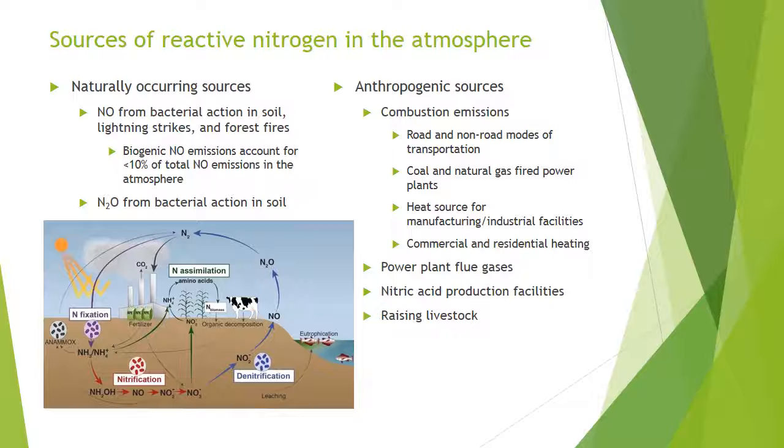And then there's anthropogenic or human-generated sources of reactive nitrogen, and these come from NOx, from combustion emissions, from road and non-road engines, coal and natural gas-fired power plants, and heating sources. NOx also comes from power plant flue gases in the form of N2O3 and N2O4, and nitric acid production facilities in the form of N2O5.